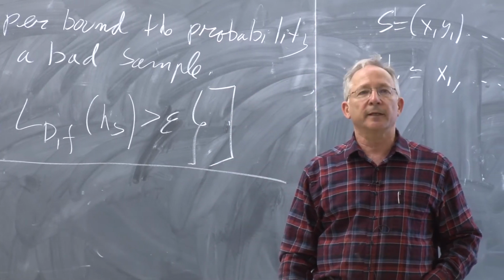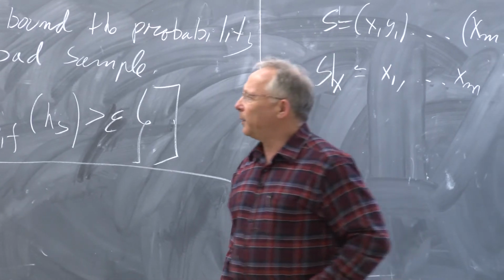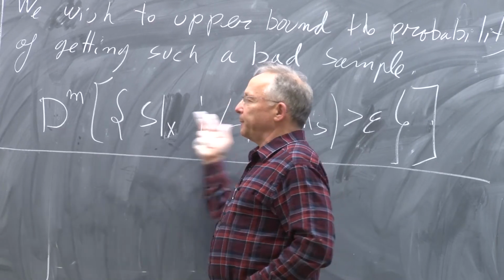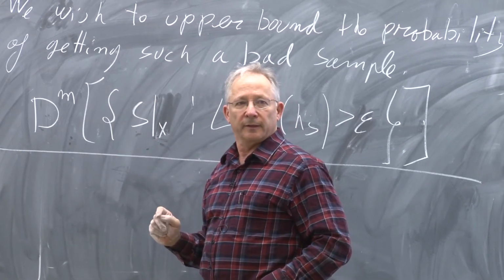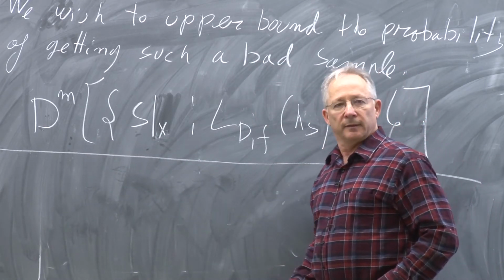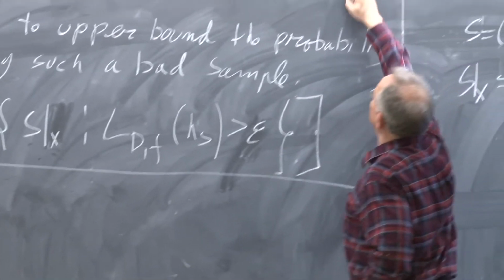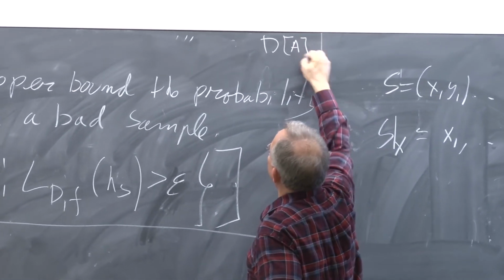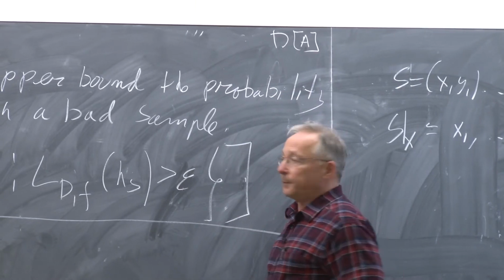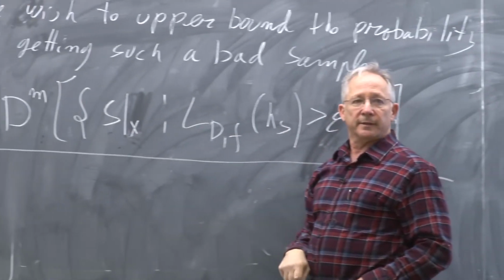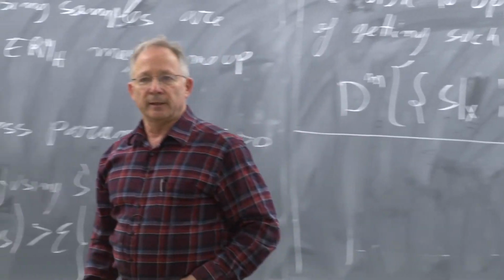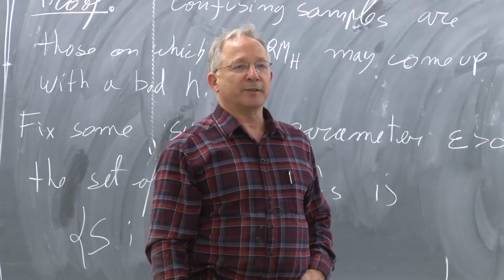Any questions at this point? Yes. I usually just use this square bracket for the probability of some event. It's the probability of this set. So I use D of A to denote the probability of hitting the set A, and my set A here is the set of all bad samples. Okay? Any other?